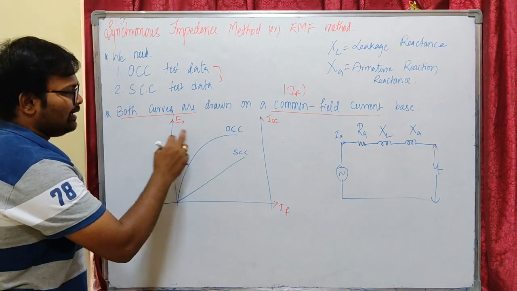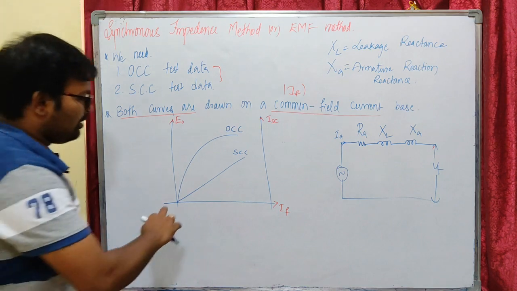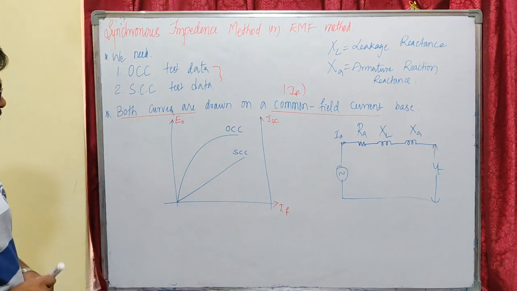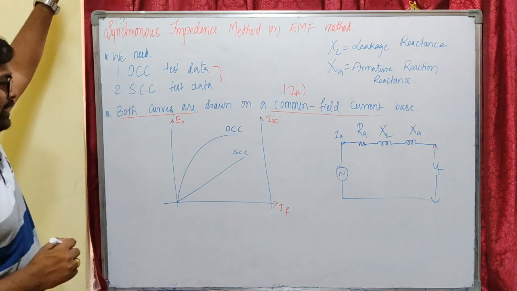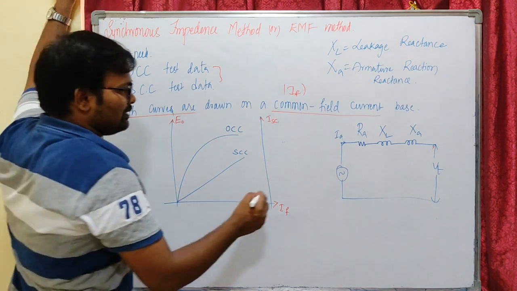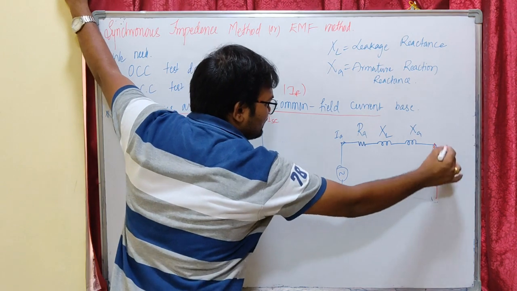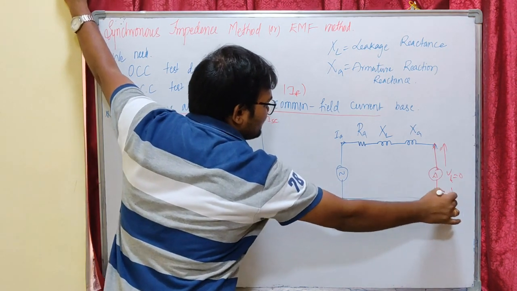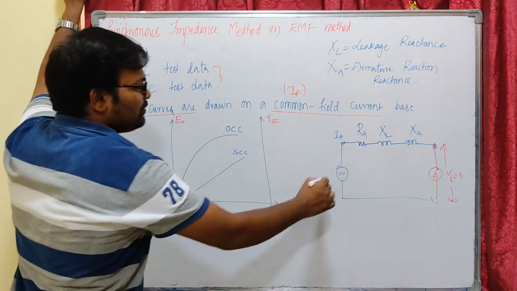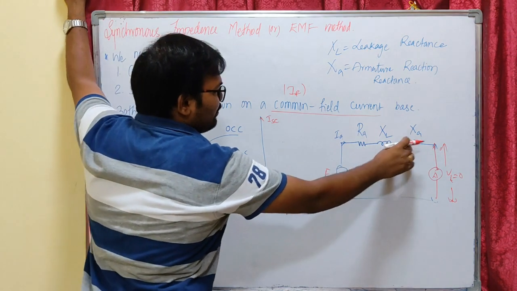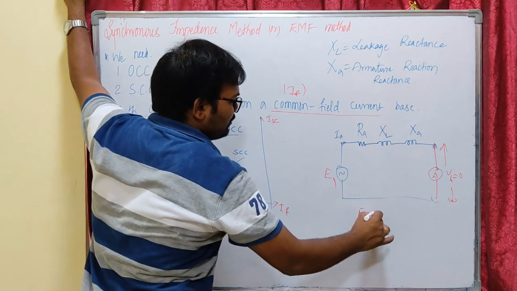Here IF and ISC are proportional to each other, so the curve will be linear. In this we can find one component. Under short circuit condition, the terminal voltage VT will become 0 as it is short circuited. So the EMF supplied by the generator is only to supply the impedance drop, that is E1.